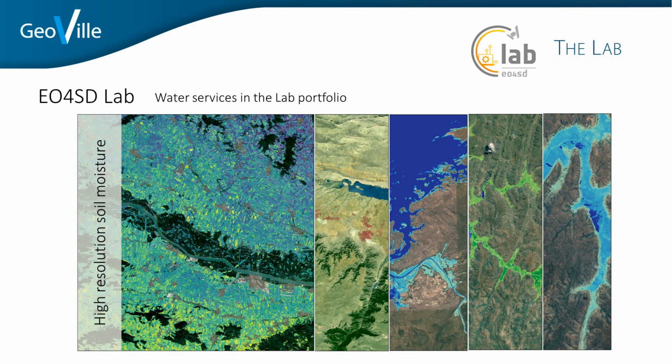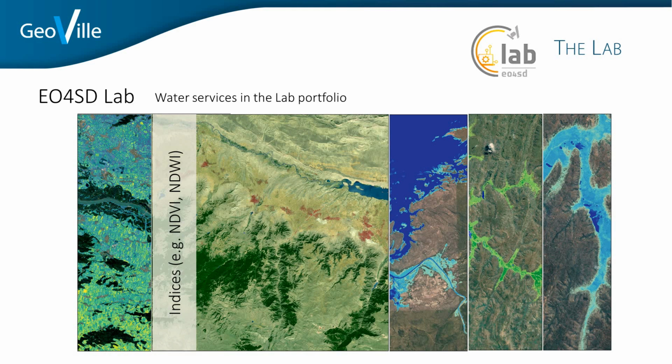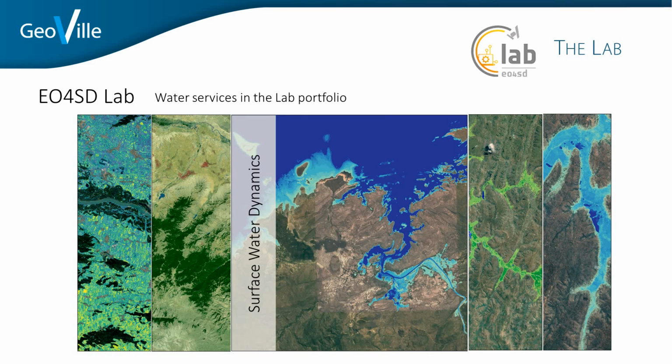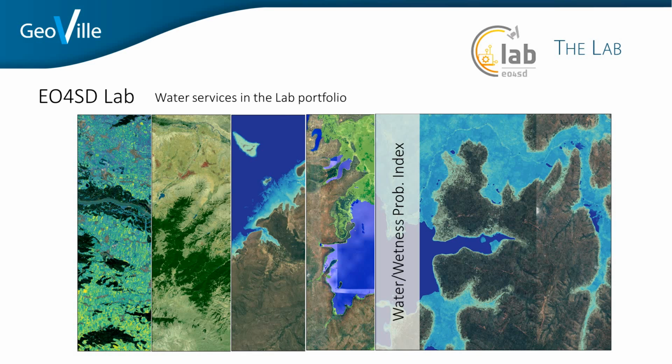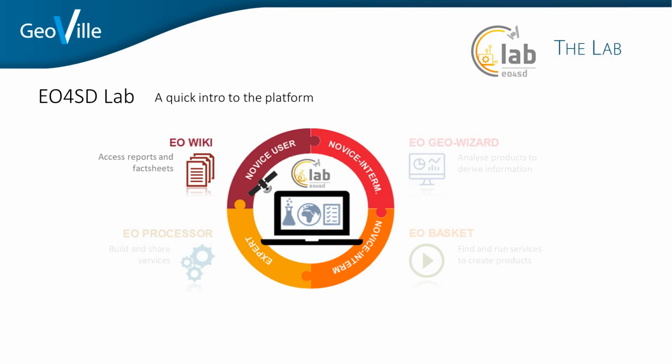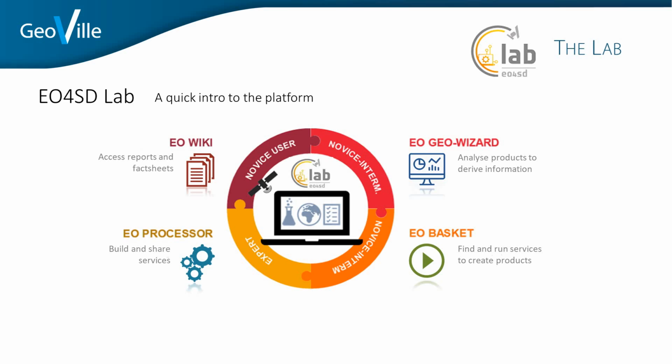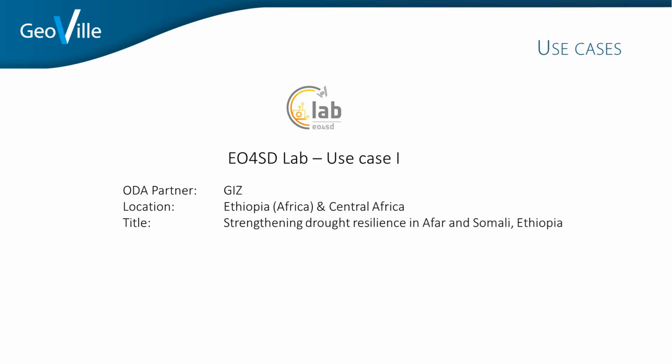Besides that, we have a couple of other water-related services, so this is a brief snapshot of the water services in the lab portfolio. We have soil moisture indices, the surface water dynamics product, the wetland mapping, and as a side product, the water and wetness probability index. Now, the EO4SD lab has various components, among them the EO Wiki, which is for publishing content, a statistical analysis tool, the basket for using these services to produce your own information, and the EO processor for adaptations to existing services.